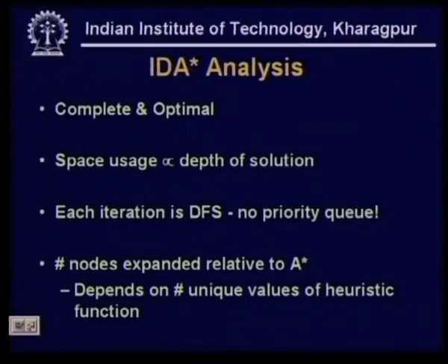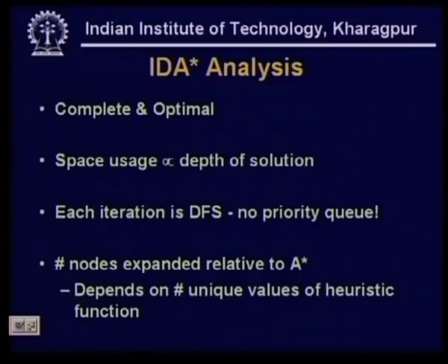Now, let us look at the properties of the algorithm IDA star. IDA star is complete and it is optimal. It is complete because it will find a solution if one exists. It is optimal because the first time it expands a goal node, it would have found an optimum solution to it. The space usage is proportional to the depth of the solution. Each iteration of IDA star is a depth first search. So, it requires only space equal to b times d, branching factor times the depth of the tree. So, space requirement is linear.